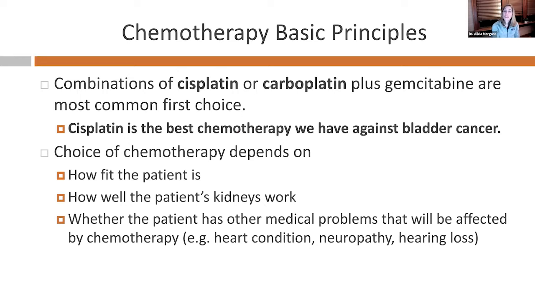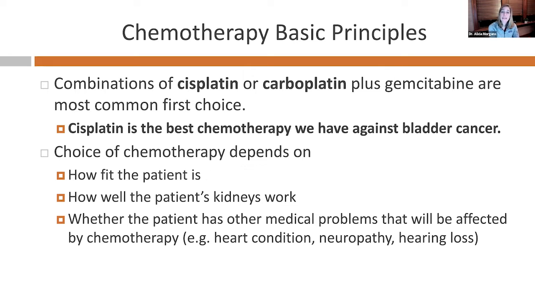But combinations of cisplatin, that's that thing that was approved in the 1970s, or its cousin, carboplatin, plus gemcitabine, that's the other thing that was approved you saw on the timeline, are the most common first choice for treatment of metastatic urothelial or bladder cancer. So cisplatin and gemcitabine, or carboplatin and gemcitabine, are the most common.